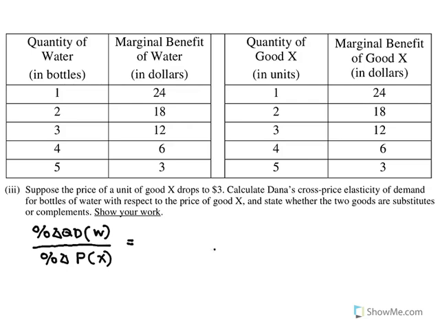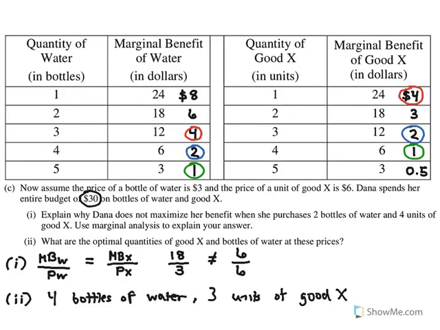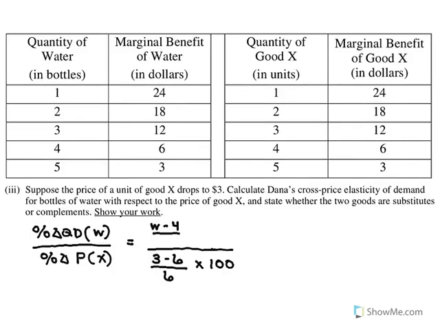So on the bottom here, we can go ahead and get our prices. This is going to be the new price minus the old price, 3 minus 6, divided by 6, and then we multiply that result times 100. So the price part of this is not that difficult. The problem is we need to find the new quantity of water that we're going to buy. We know the old quantity, right? So we'll call the missing number W, minus 4, remember, because from the previous question, we bought 4 bottles of water in the optimal combination. And then we divide by that old number, which is 4, and then we multiply that by 100. So the only thing we're missing here is W.